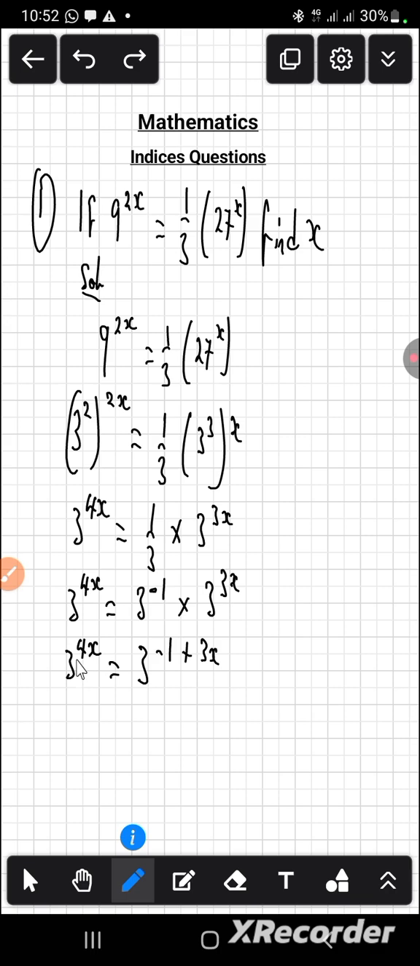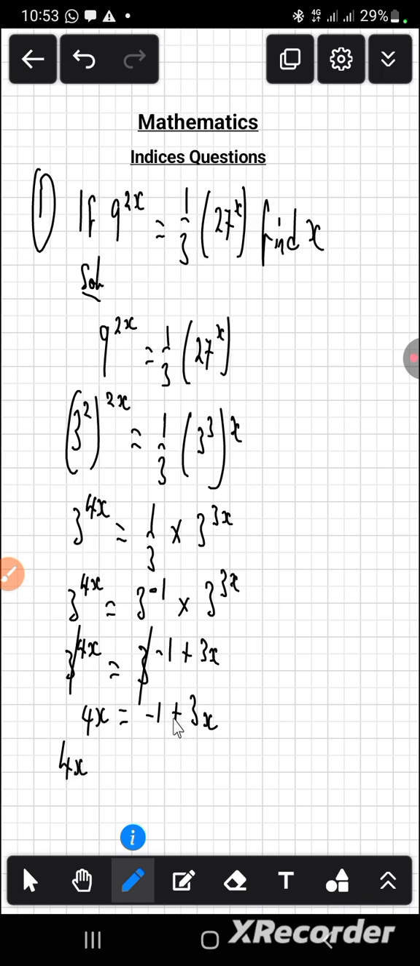Indices is making us understand, when you have the same number, the same integer, even though they have different powers, they can cancel. So this 3 now can cancel this 3 to leave us with 4x equals to minus 1 plus 3x. Okay, I will now collect like terms. This is 4x, this is 3x. Two of them can come together.